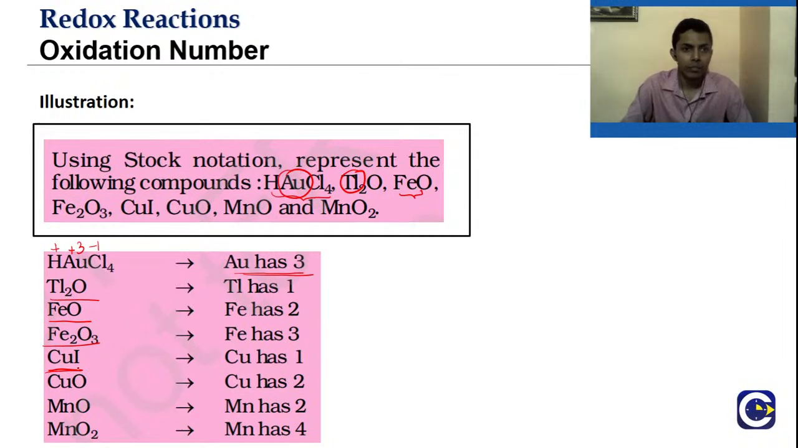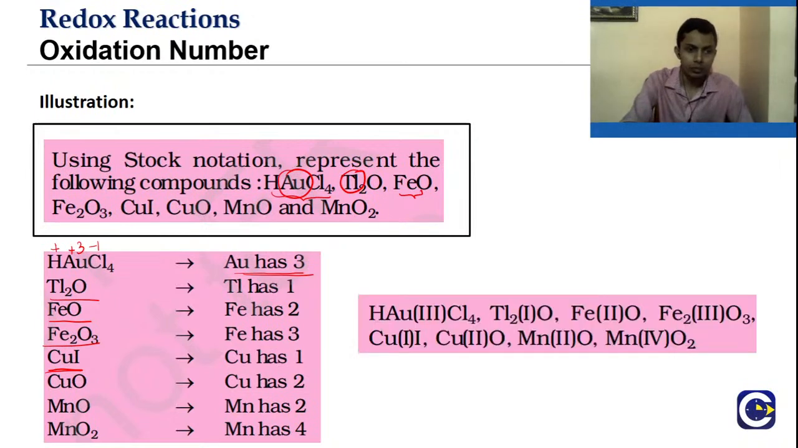CuI, cuprous iodide, cupric oxide, manganese oxide, manganese dioxide. If you look at it, here 3 Roman will come, 1 will come, 2 will come, because the oxidation numbers are respectively 3, 1, 2, 3, 1, 2, 2, and 4.